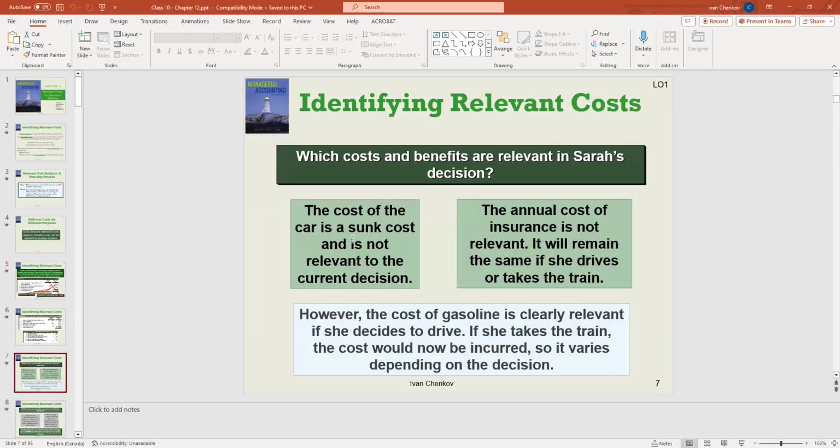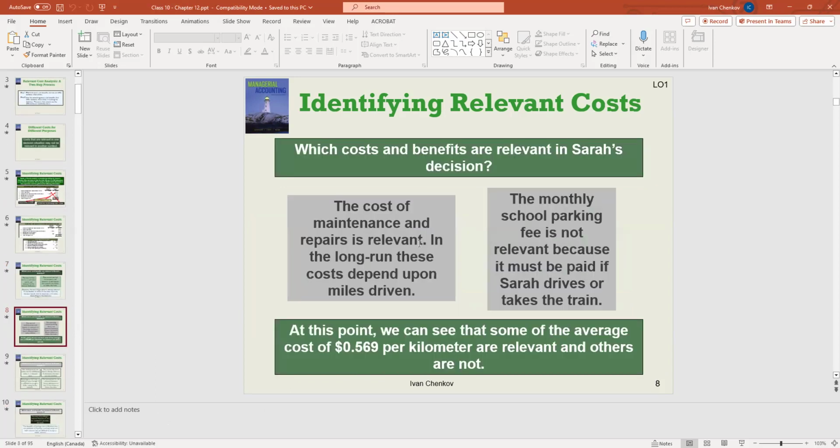So at this point, let's see the sunk costs. The cost of the car is a sunk cost, not relevant. Annual cost of the insurance, not relevant because it's a sunk cost. It's going to remain the same regardless if you drive or take the train. Cost of the gasoline, yes, that's relevant. The other relevant cost is maintenance and repairs, because in the long run, we have to maintain the car. Monthly school pass parking is not relevant because it has already been paid. Regardless if she drives or takes the train, she already paid for it.